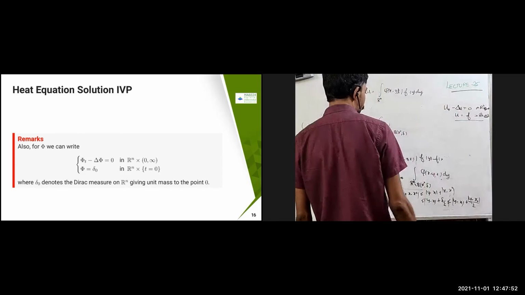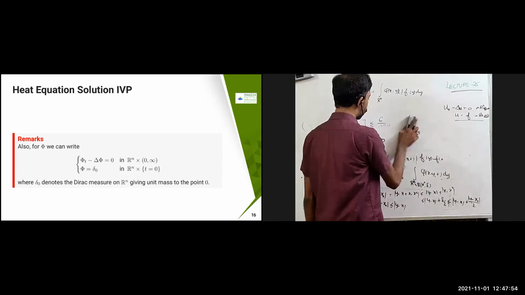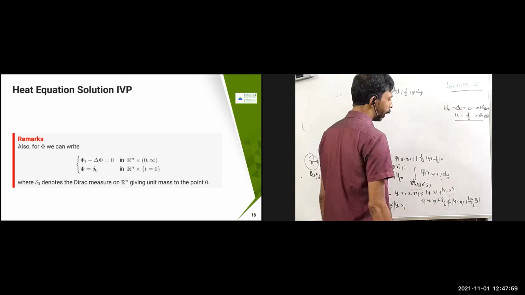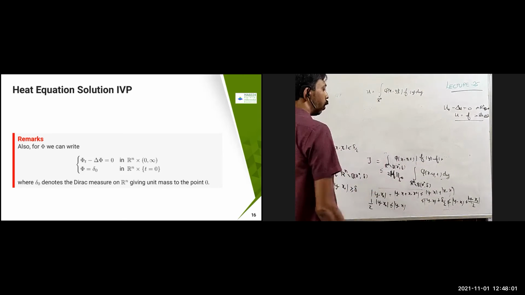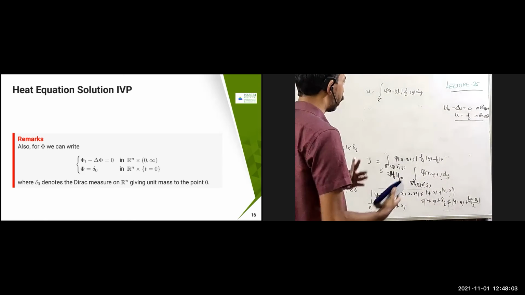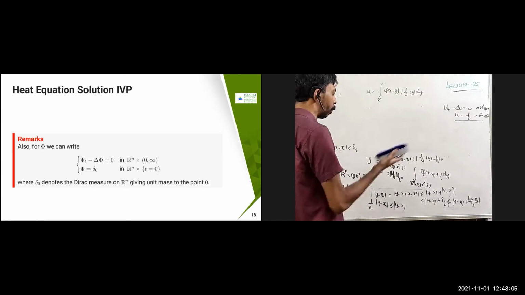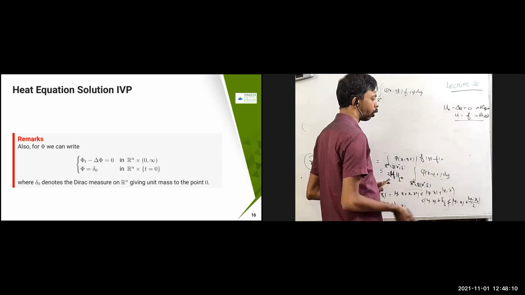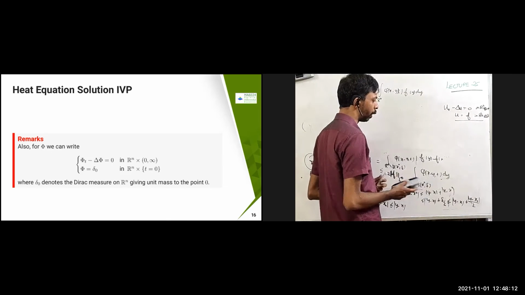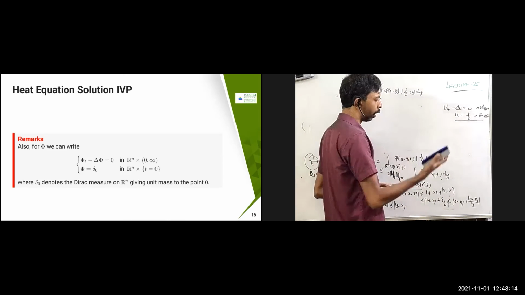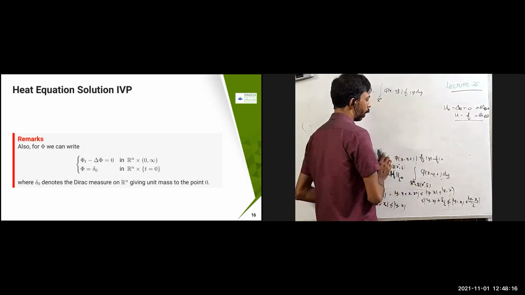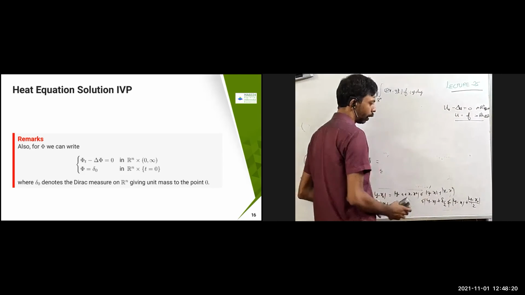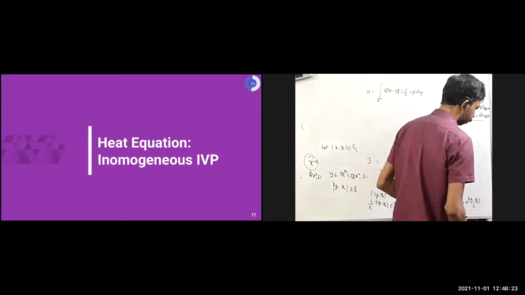So remark number 2. Suppose we have the fundamental equation phi_t minus del phi equal to 0 in R power n cross (0, infinity), and phi equal to delta naught, which means a Dirac measure with unit mass at the point 0. That also I can write.